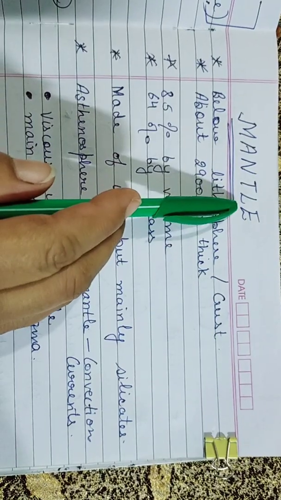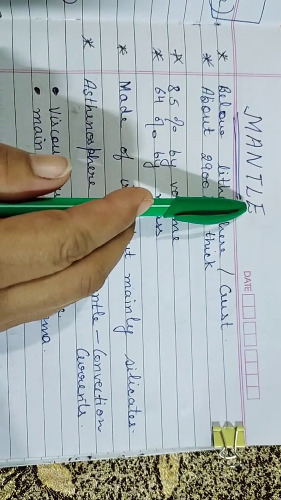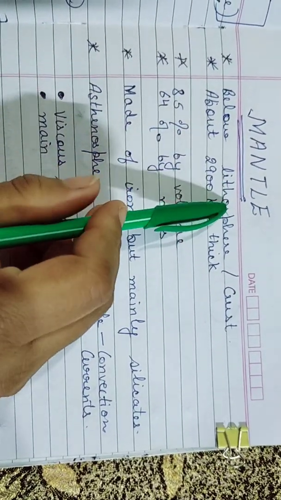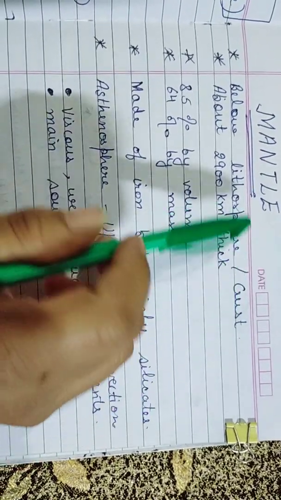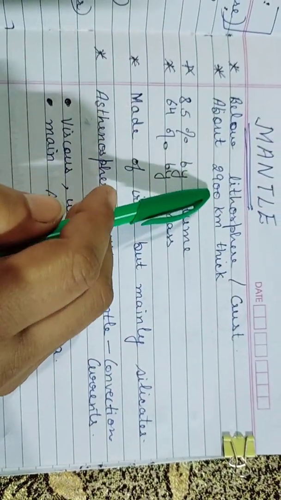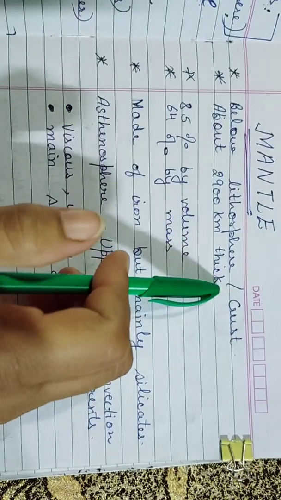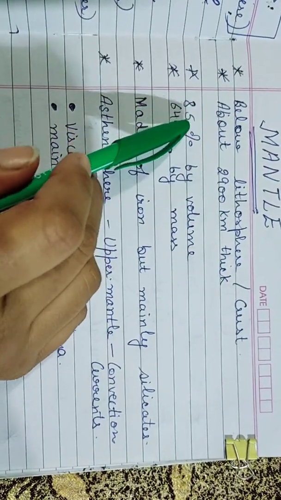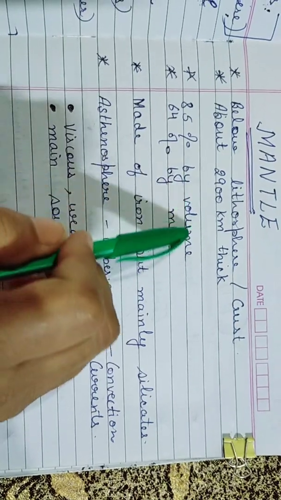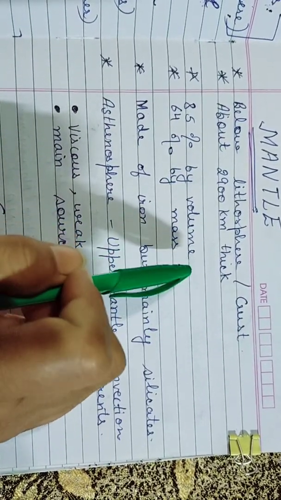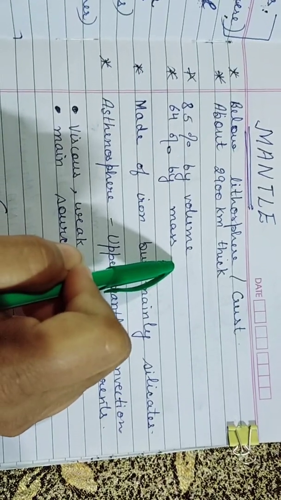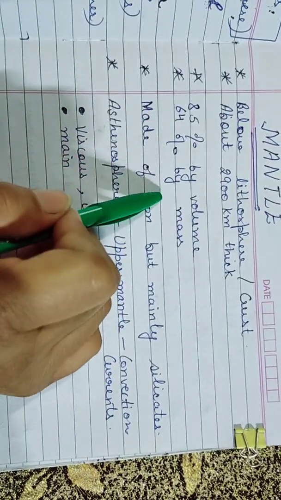Now the mantle, it is the second layer below the lithosphere, or we can say below the crust. It is about 2900 kilometers thick and it contributes 85% by volume and 64% by mass, or we can say weight. The weight of the mantle is 64%.